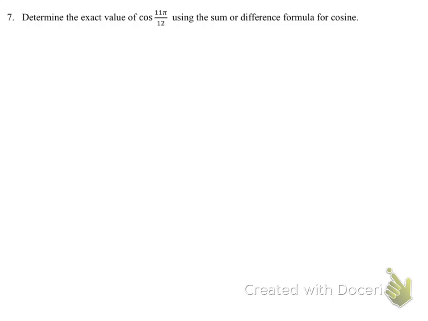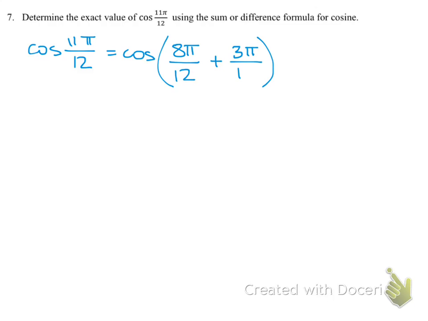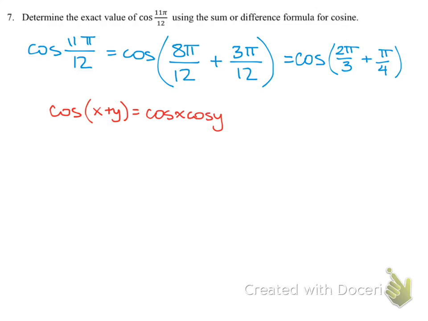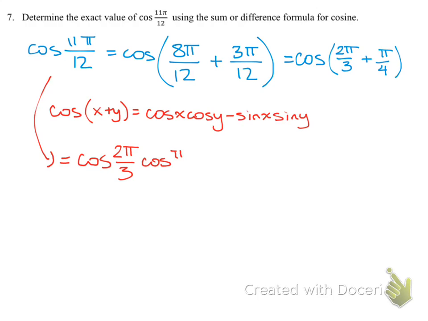And finally, determine the exact value of cos 11 pi by 12. So 11 pi by 12 can be split up into 8 pi by 12 and 3 pi over 12. The reason why I chose 8 and 3 is because they can be simplified. So they simplify to 2 pi by 3 and pi by 4. And now using this identity, I can rewrite this whole thing as cos 2 pi by 3 cos pi by 4 minus sine 2 pi by 3 sine pi by 4.